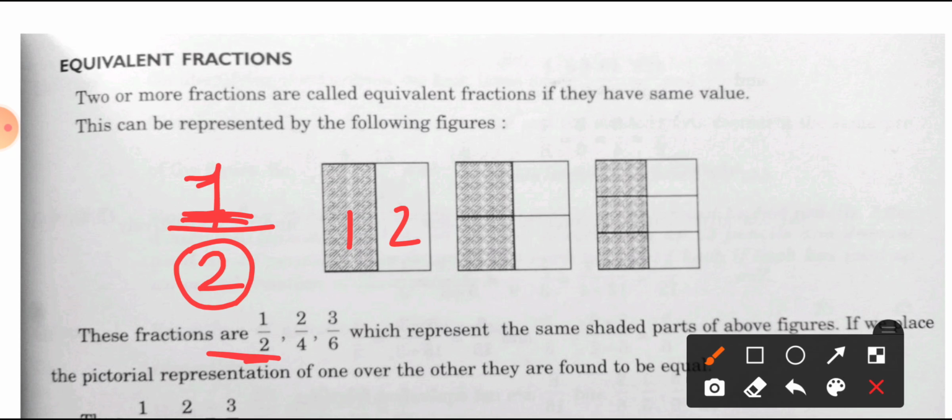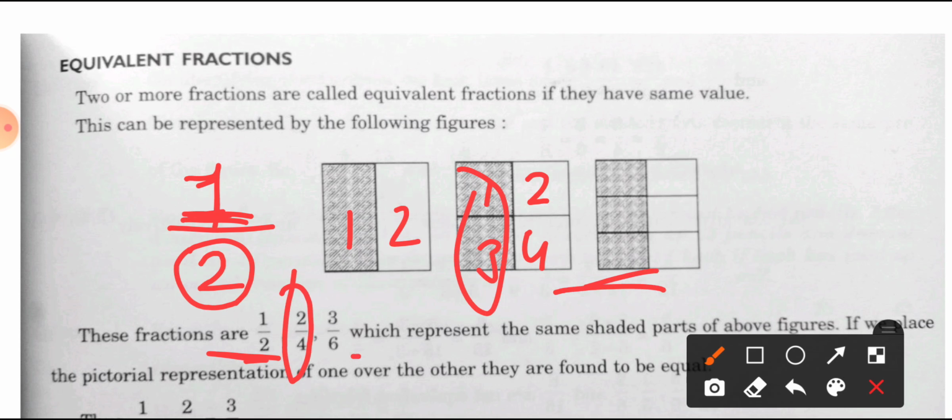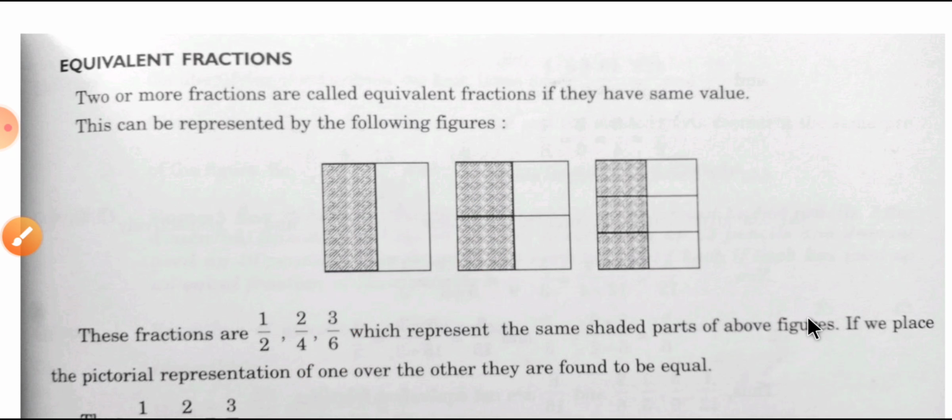In the second one, total parts are 4 and shaded are only 2. So it can be written as 2 by 4. Same in the third one, out of 6 parts, 3 parts are shaded. So 1 by 2, 2 by 4, 3 by 6 represent the same shaded parts of the above figure.